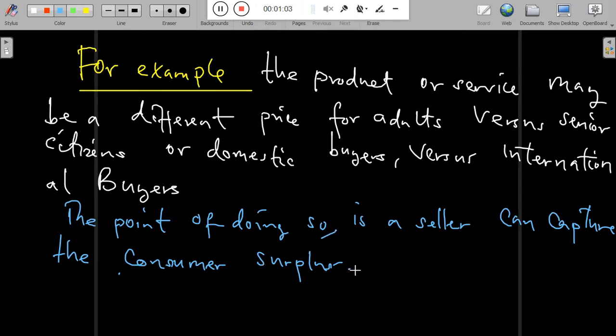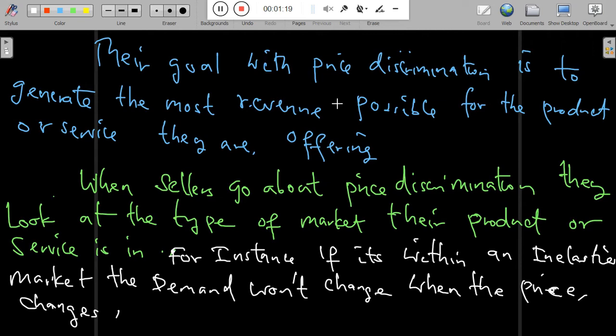The point of doing so is that a seller can capture the consumer surplus. What you need to understand is that sellers apply price discrimination because their intention is to maximize profit. Their goal is to generate the most revenue possible for the products or services that they offer.